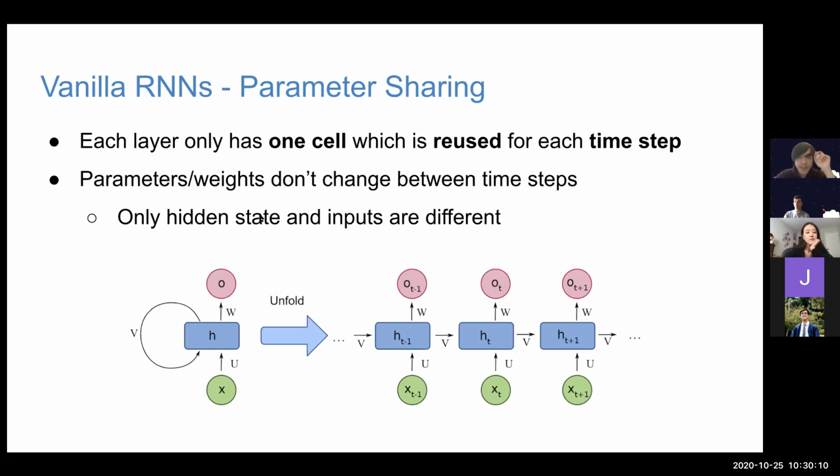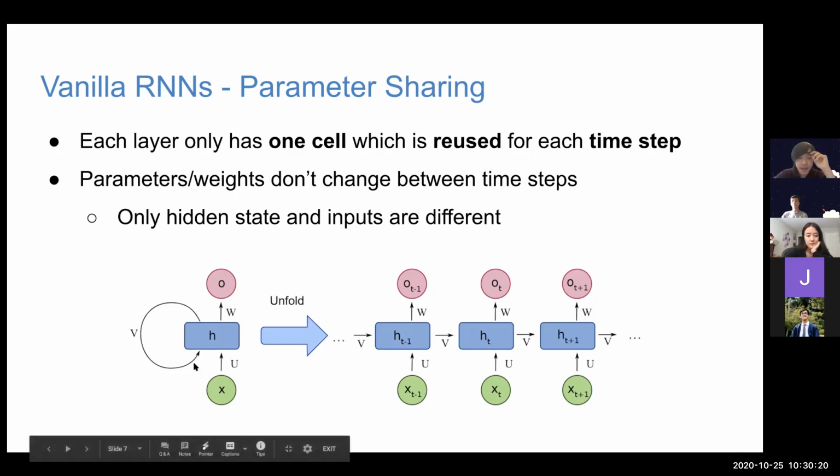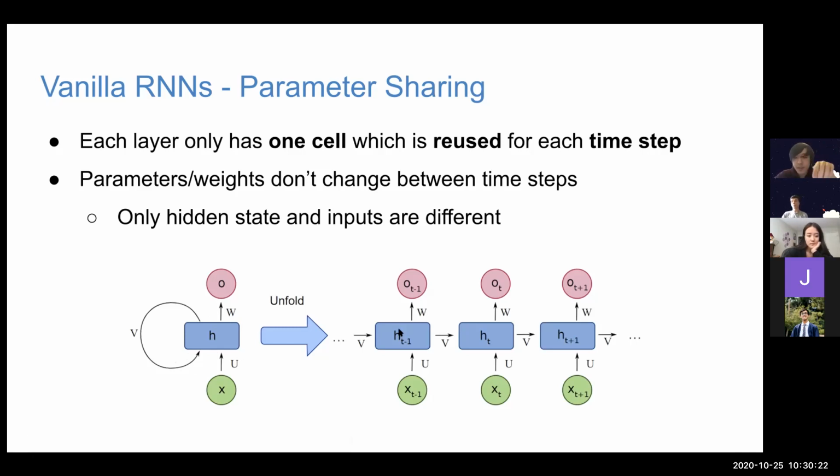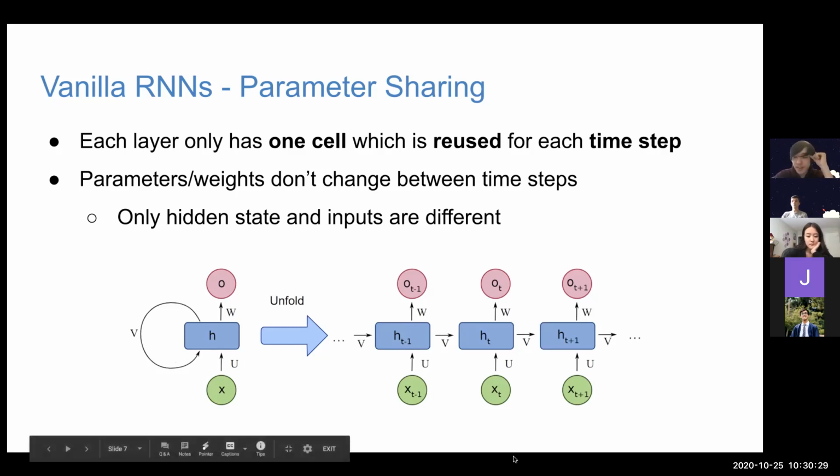So if you look at this diagram, the left side is the singular RNN cell, and it's passing on the V vector, which is the hidden state vector, to itself. And then when you unfold it, you can see that same cell being used at different time steps. Anyone have any questions on parameter sharing?